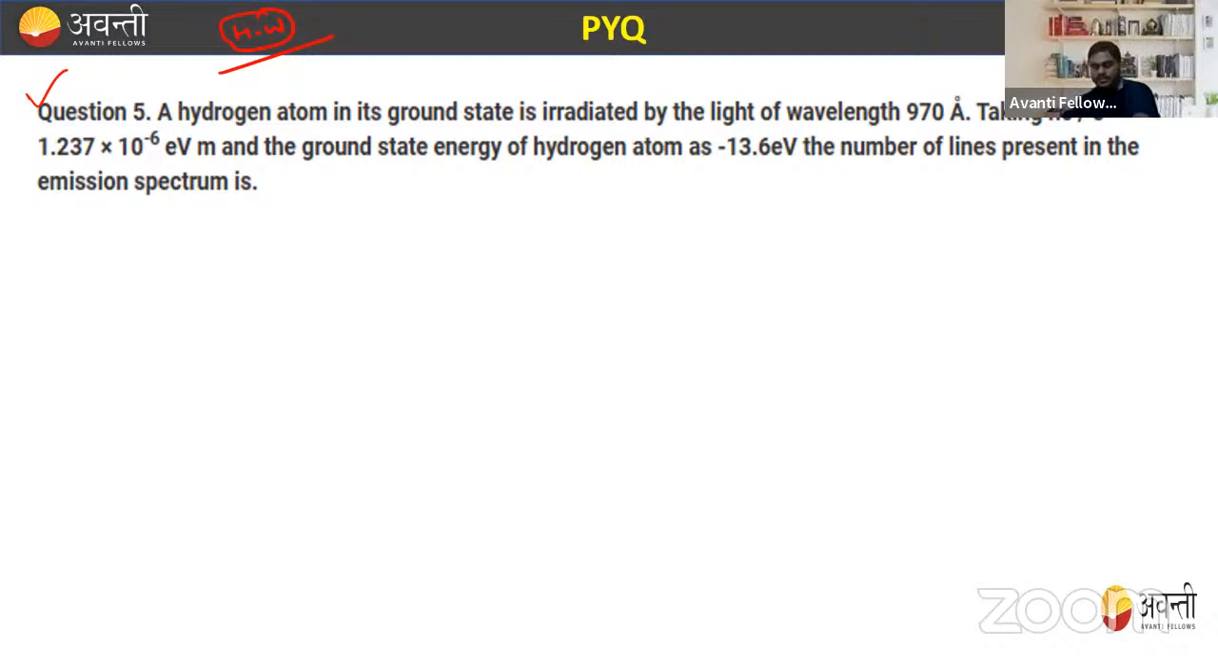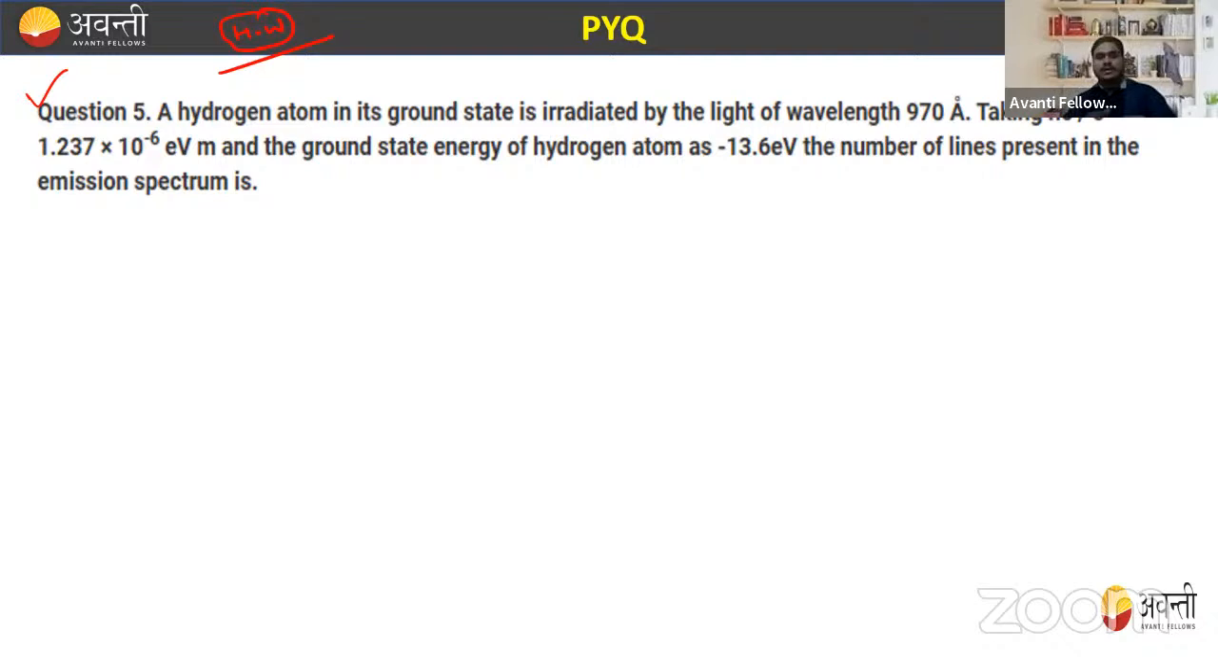So you have to calculate the number of lines, right? A hydrogen atom in its ground state is irradiated by light of wavelength 970 angstrom, taking hc upon e equal to 1.27 × 10^-6 eV·m, and the ground state energy of the hydrogen atom is this. So you have to calculate the number of lines present in the emission spectrum. You just need to calculate this number of lines.